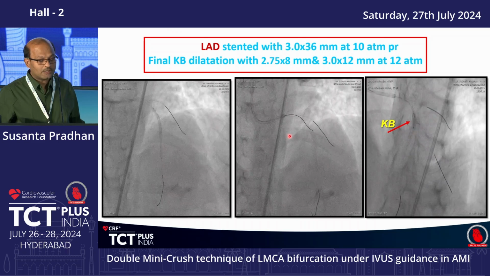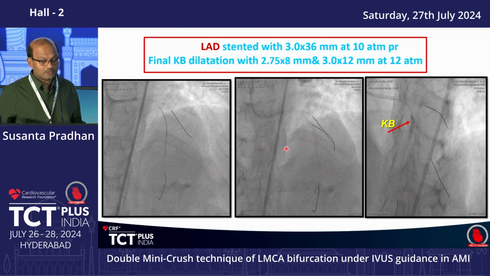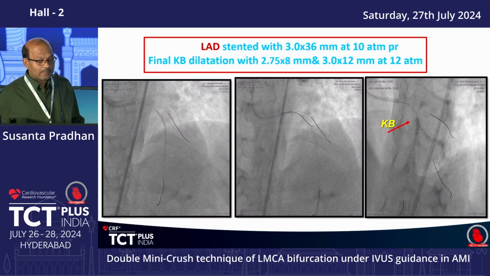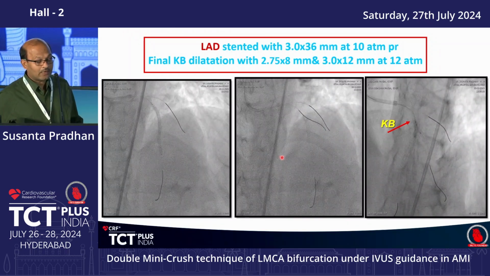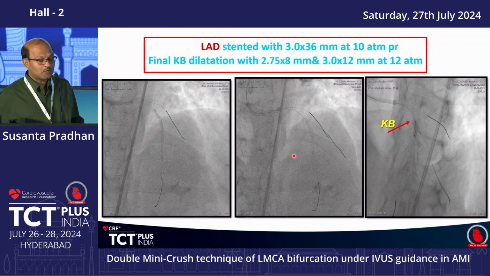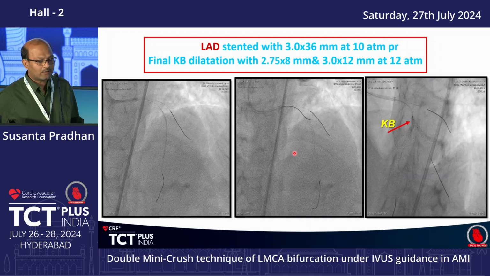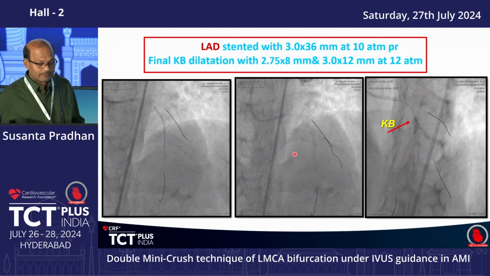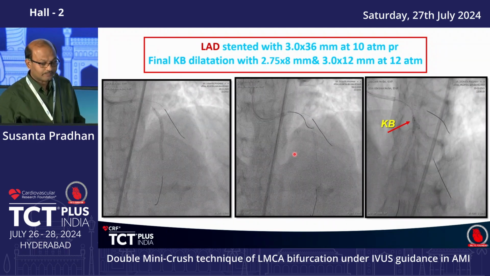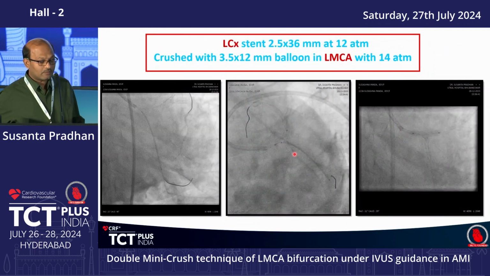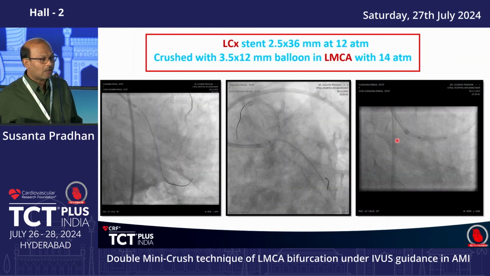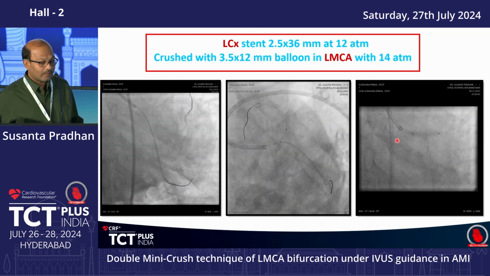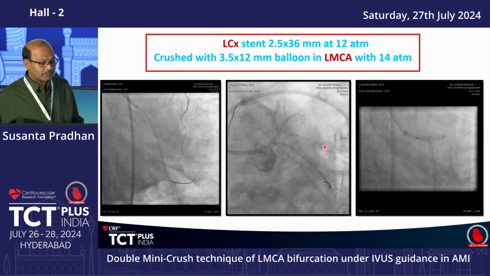After the POT, the diagonal wire has been recrossed, and after recrossing the diagonal, final kissing is done with the diagonal and LAD, with a 2.75 balloon in the diagonal and a 3 millimeter balloon in the LAD. And after the successful LAD diagonal bifurcation, now our challenge is LM, that is the left main bifurcation. The LM is a long segment disease.